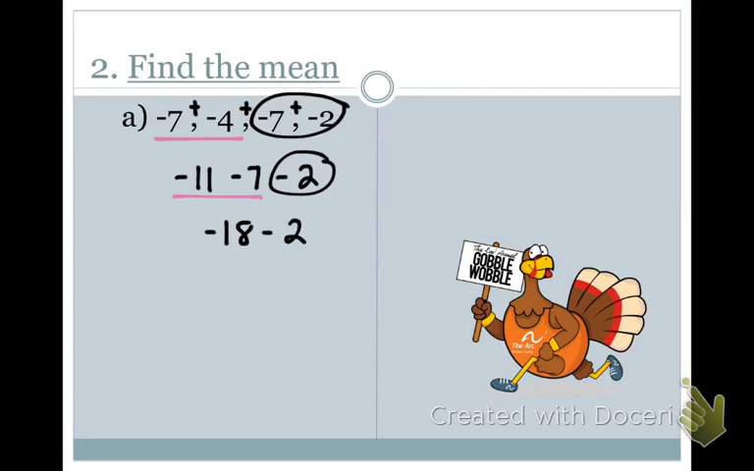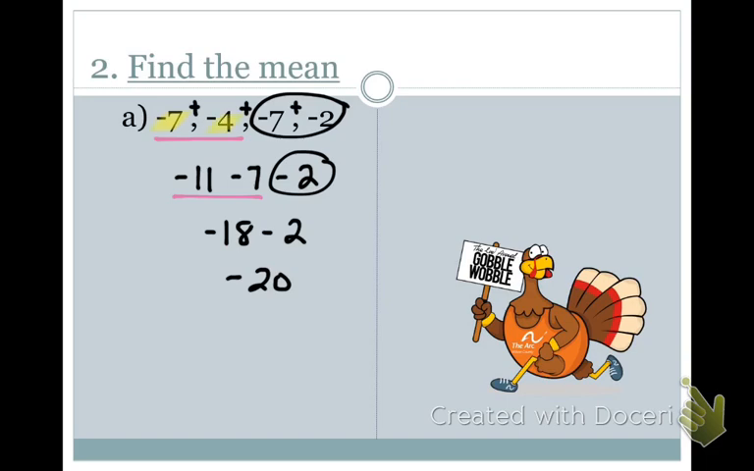Okay, so now we're going to add it together. What is negative 18 plus negative 2? Negative 20. Negative 20. Is that my answer? No. If you remember, I'm finding the mean. All I just did was add them all up. Now I have to find the mean. So I should divide by what number? 4. Divide by the number 4.